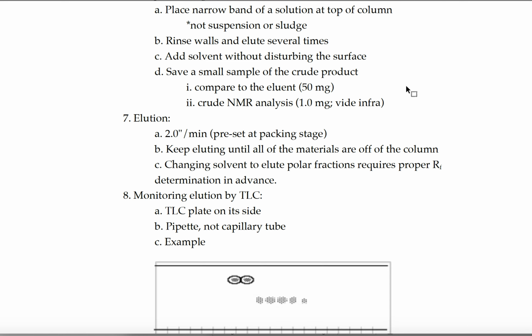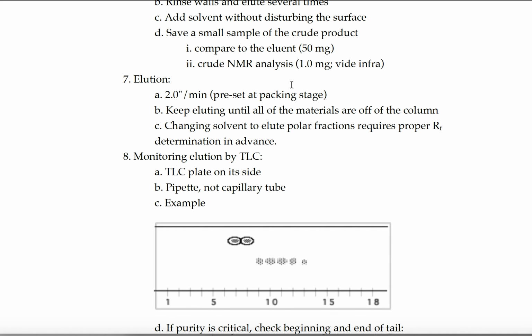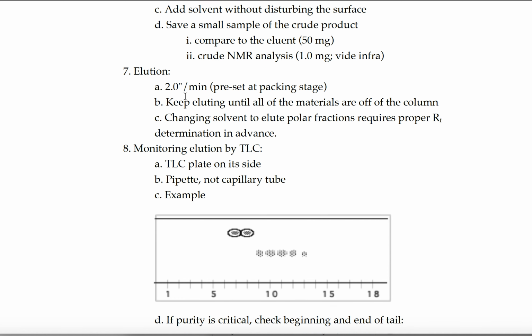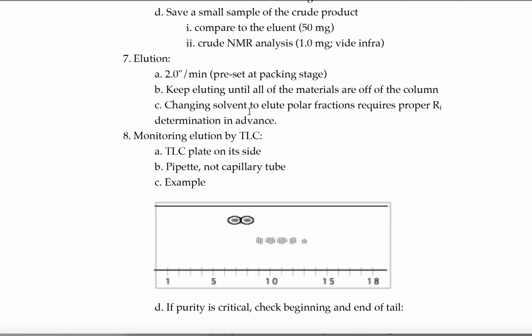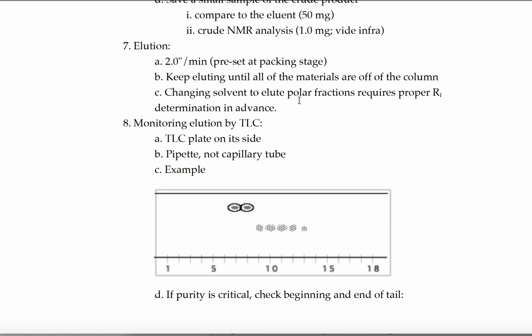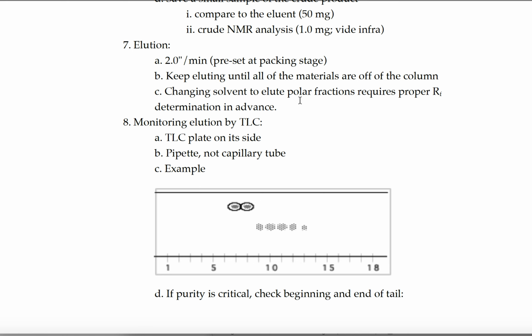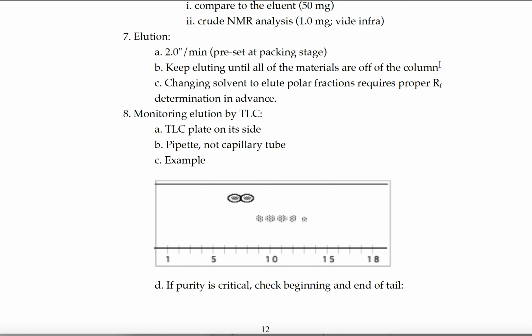Usually I'm demonstrating this, but I can't do a demo. So you keep pushing it on the column without disturbing the top, and then you rinse the walls and push on the column without disturbing the top, and then you elute it, right? 2 inches a minute, preset, so you know the flow rate based on the pump you're using, and you set it before you add your compound. And then you keep eluting till all the material's off the column.